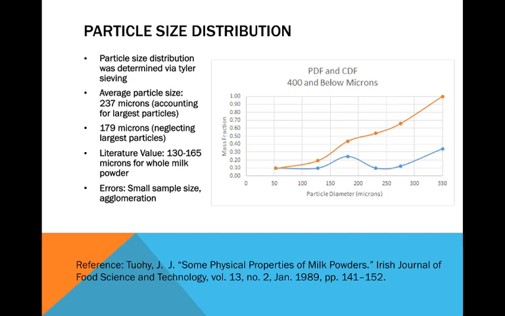According to literature, the average particle diameter for whole milk powder was 130 to 165 microns. The discrepancy in our data compared to theirs could be due to our small sample size and likely agglomeration of particles.